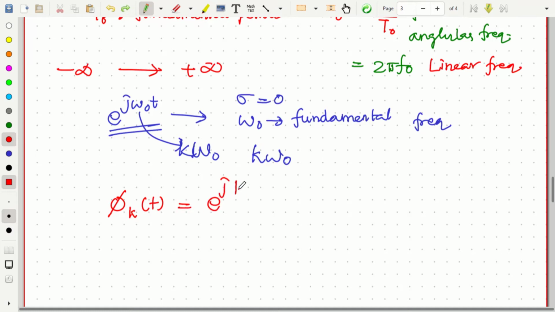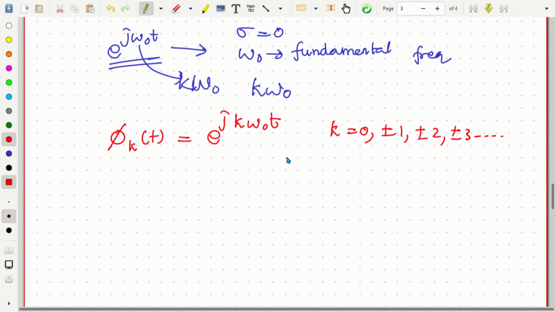e power j k omega 0 t, where k is varying from 0 to plus or minus 1, plus or minus 2, plus or minus 3, etc. It is going like that, right? So these are known as harmonic signals of e power j omega 0 t.